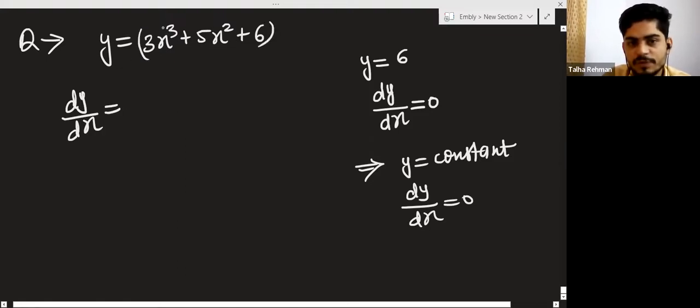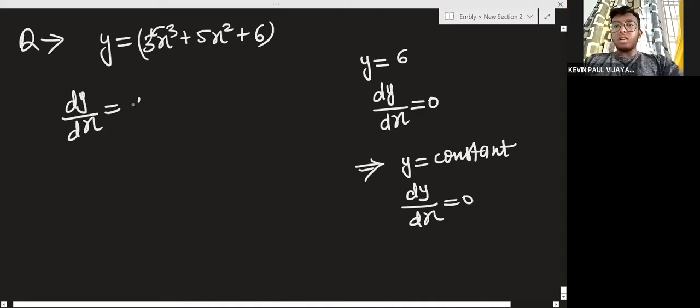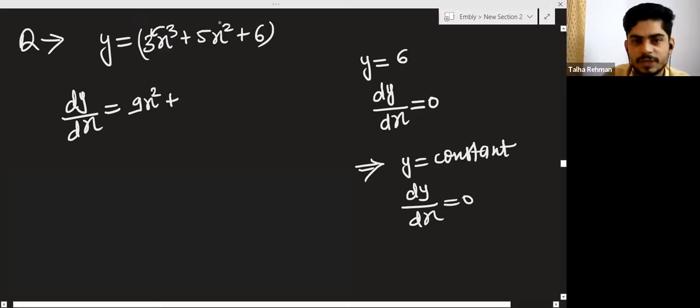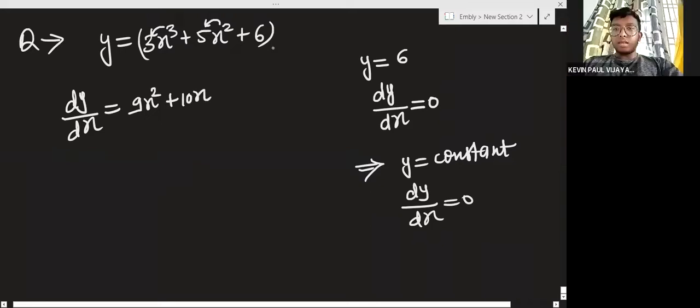So what will we do for this? Tell me now. We'll multiply 3 into 3, so 9x raised to 2. And for this, 10x. And for this, 0. Very good.